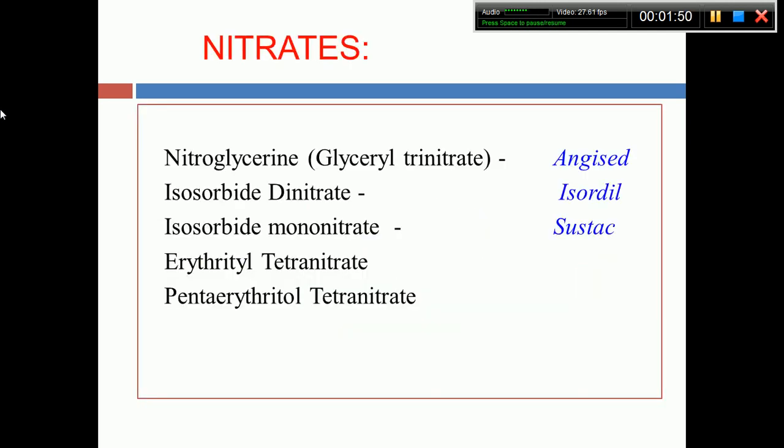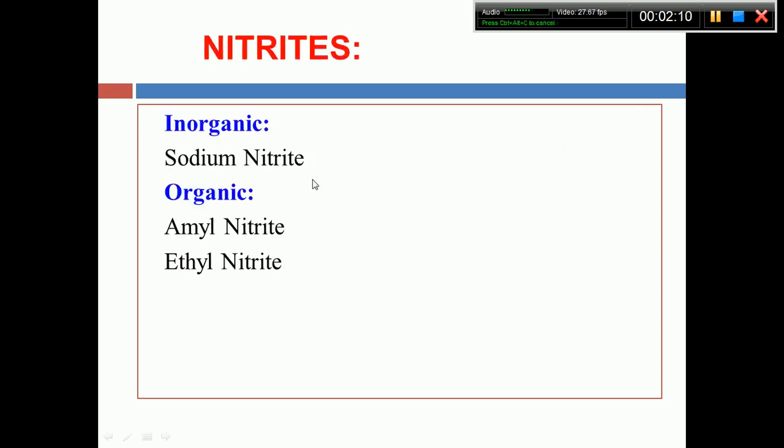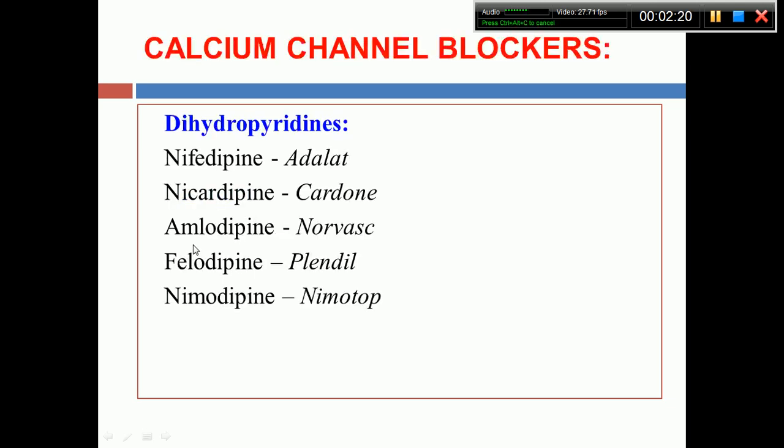Among those, the nitrates have nitroglycerin, glyceryl trinitrate, isosorbide mononitrate, and these are the brand names that are available in the market. These are the non-proprietary names of these drugs. Nitrites: inorganic nitrite is sodium nitrite, and organic nitrites are amyl nitrite and ethyl nitrite.